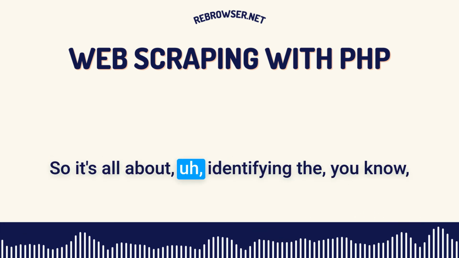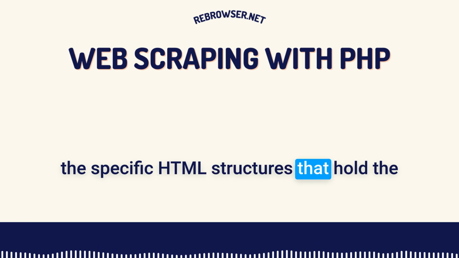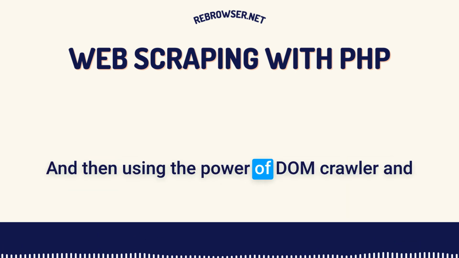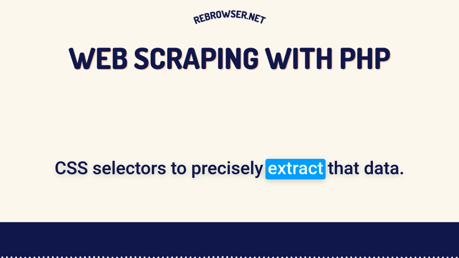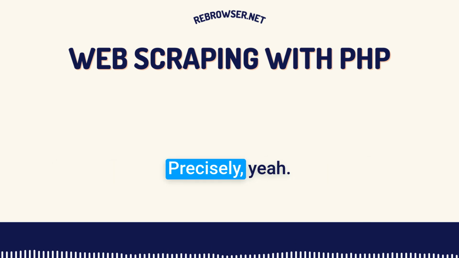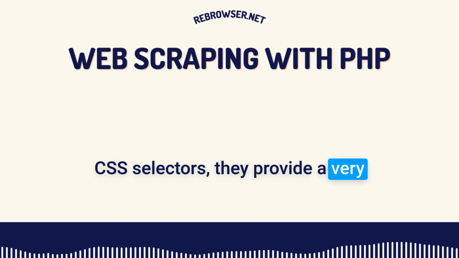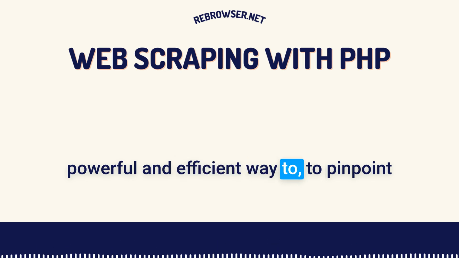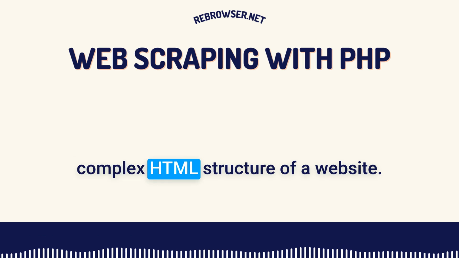So it's all about identifying the specific HTML structures that hold the information you need on a product page, and then using the power of DOM crawler and CSS selectors to precisely extract that data. Precisely. CSS selectors provide a very powerful and efficient way to pinpoint those specific elements within the often complex HTML structure of a website.